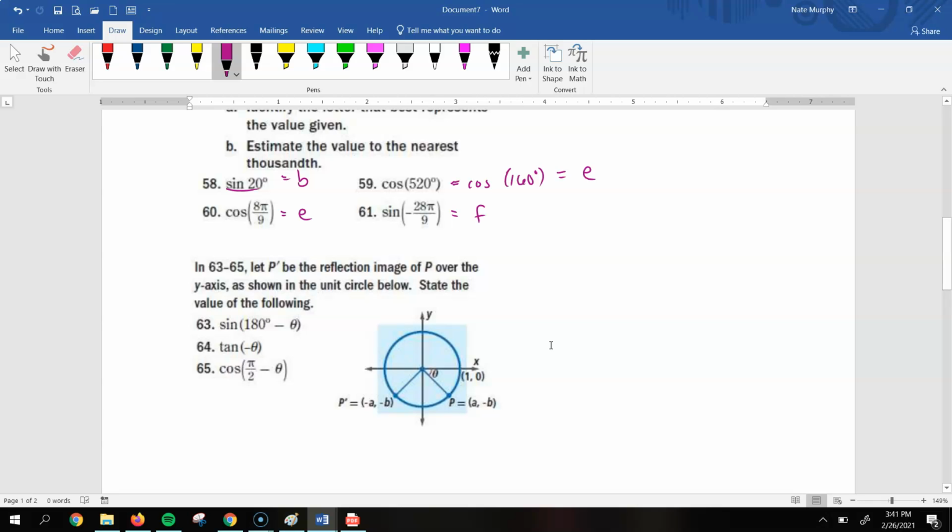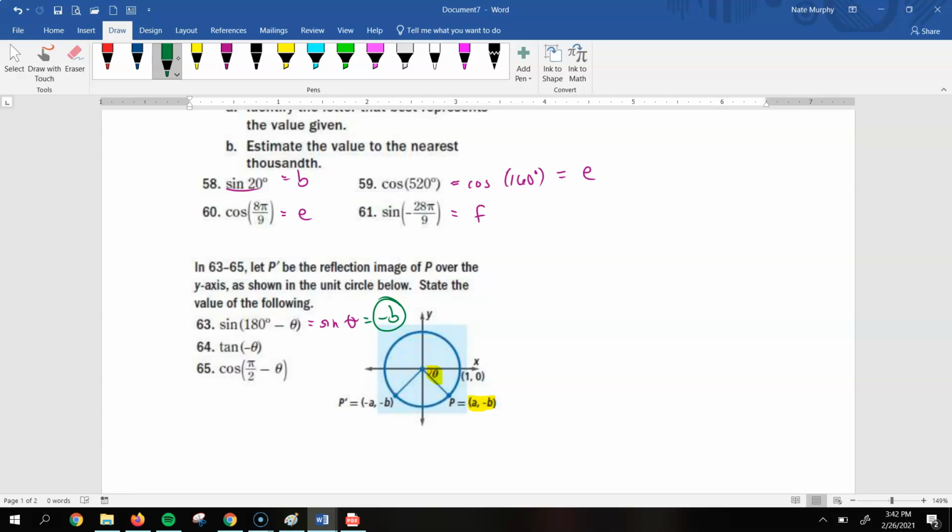All right, for 63 to 65, we're using this diagram, and we're going to state the value. Just similar to the previous ones, our answers are going to use these letters, A and negative B, or negative A, negative B. It says, what's the sine of 180 minus theta? Well, that's using the supplements theorem, which says the sine of 180 minus theta is equivalent to the sine of theta. Theta is right here, bringing us to that coordinate, where the cosine of theta would be A and the sine of theta would be negative B. So the sine of theta would be negative B for number 63.